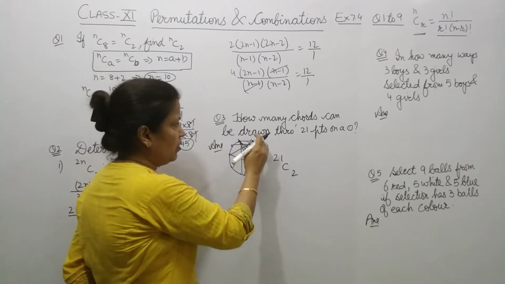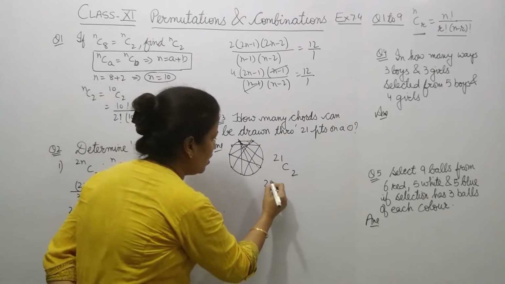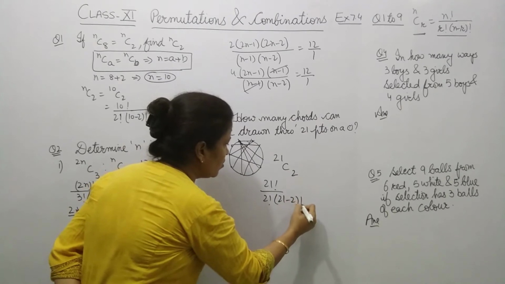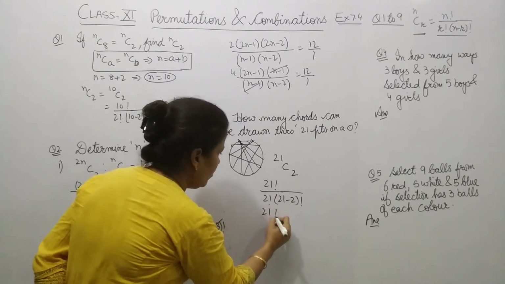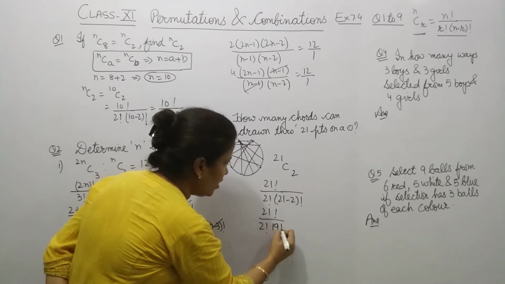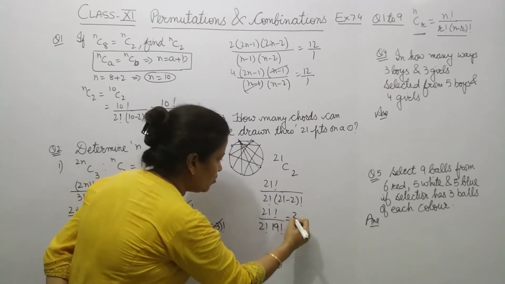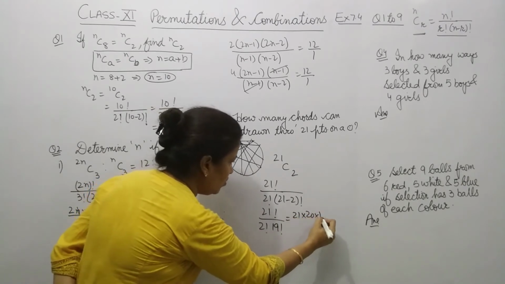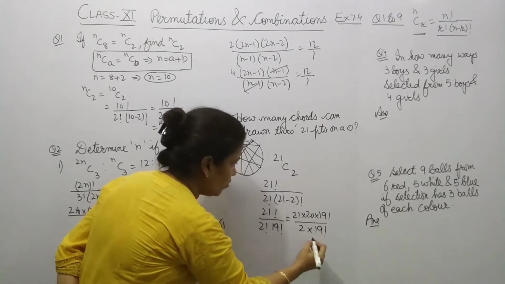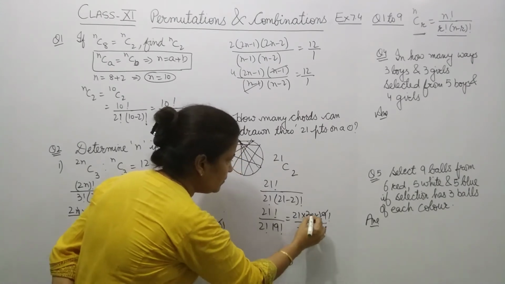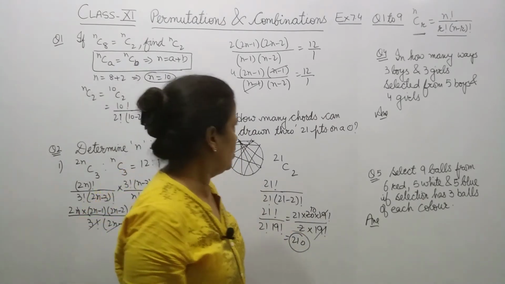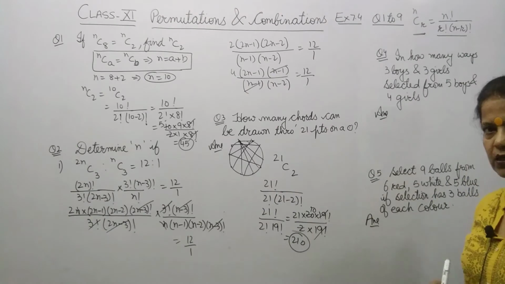So this is 21C2: 21 factorial upon 2 factorial into 21 minus 2 factorial. So 21 factorial, 2 factorial and 19 factorial. So 21 into 20 into 19 factorial upon 2 into 19 factorial. Cancel it, so it will be 210 chords we can make.